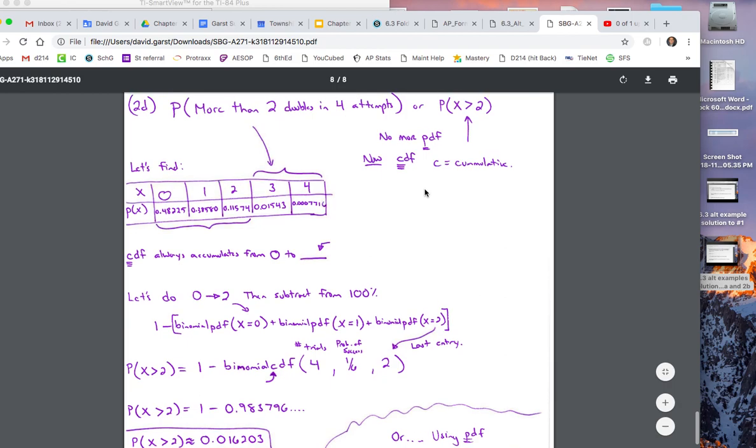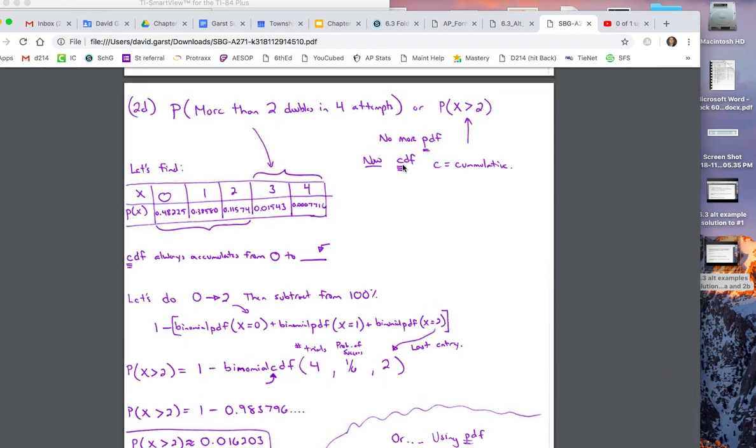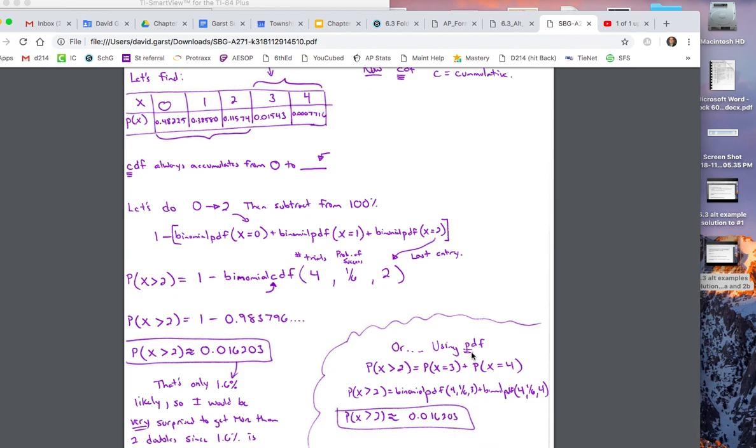One thing you should know on your calculator when you switch from PDF to CDF is that when your calculator accumulates, it's programmed to always begin at 0 and work its way up. So we are concerned with this probability right here. I've already calculated it. I did PDF of 3 plus PDF of 4. There is a quick way to do this where you can say the probability of x being greater than 2 is the probability of x equals 3 plus the probability of x equals 4. You could use PDF twice, add them together, and get your answer as 1.6%.